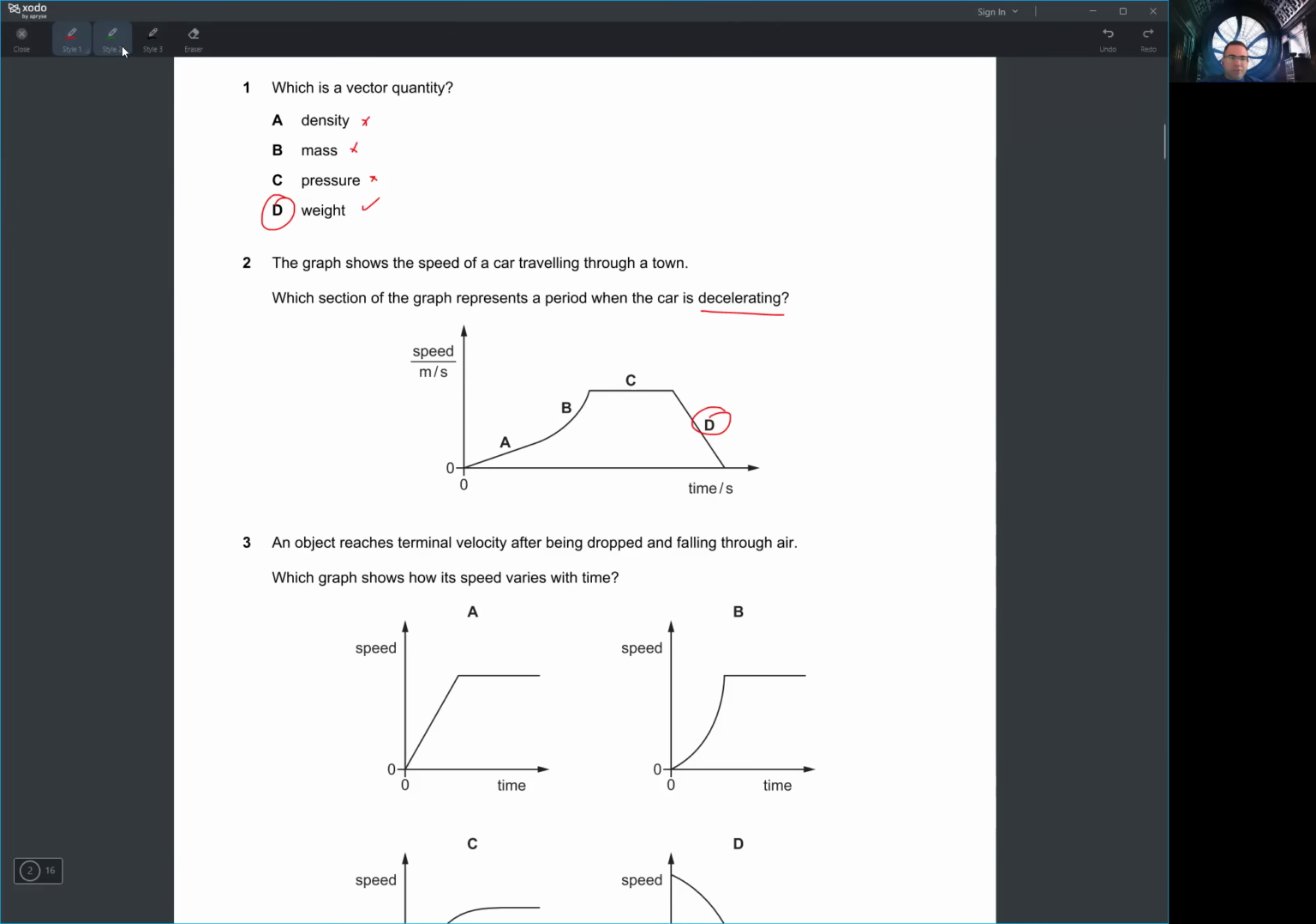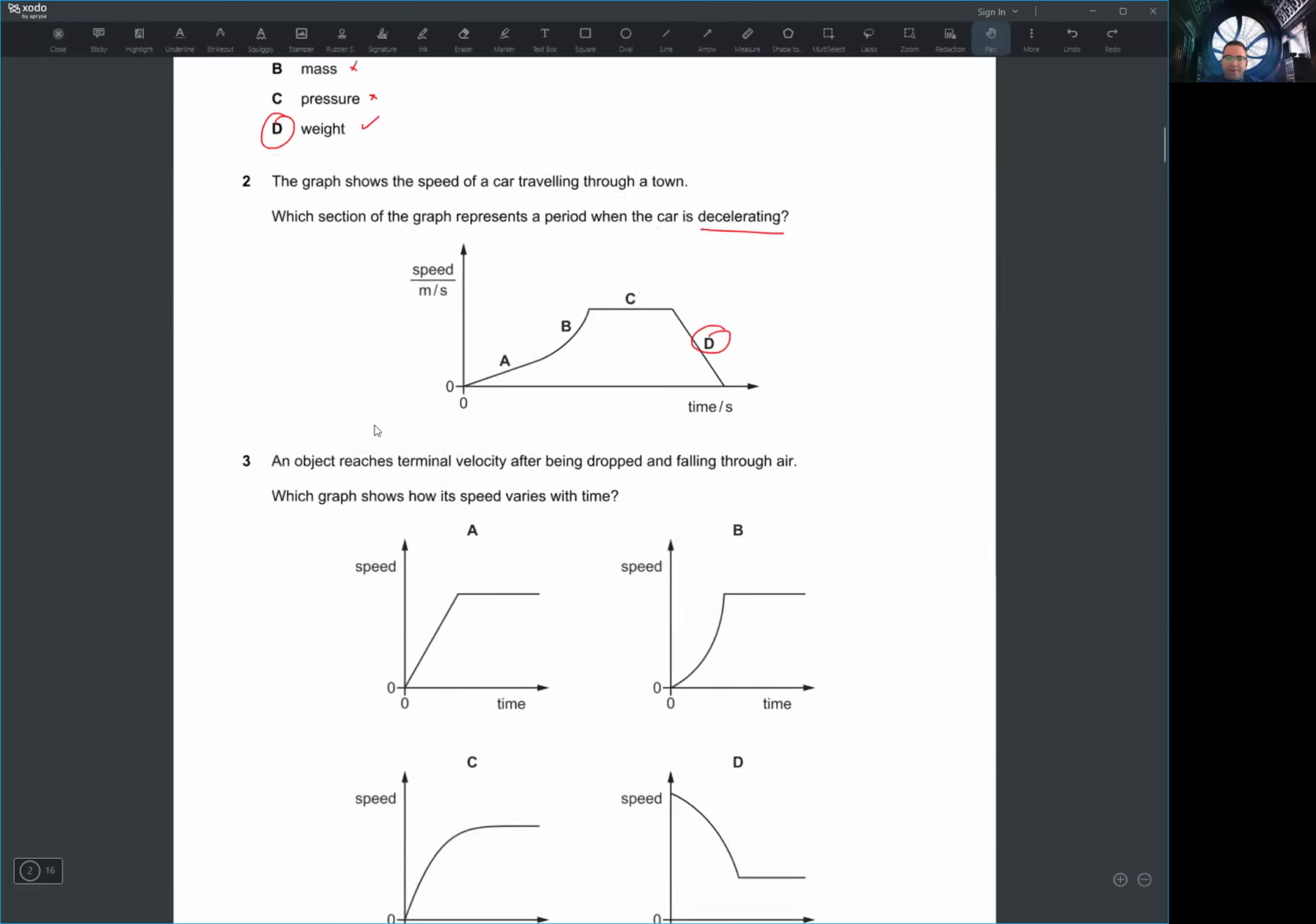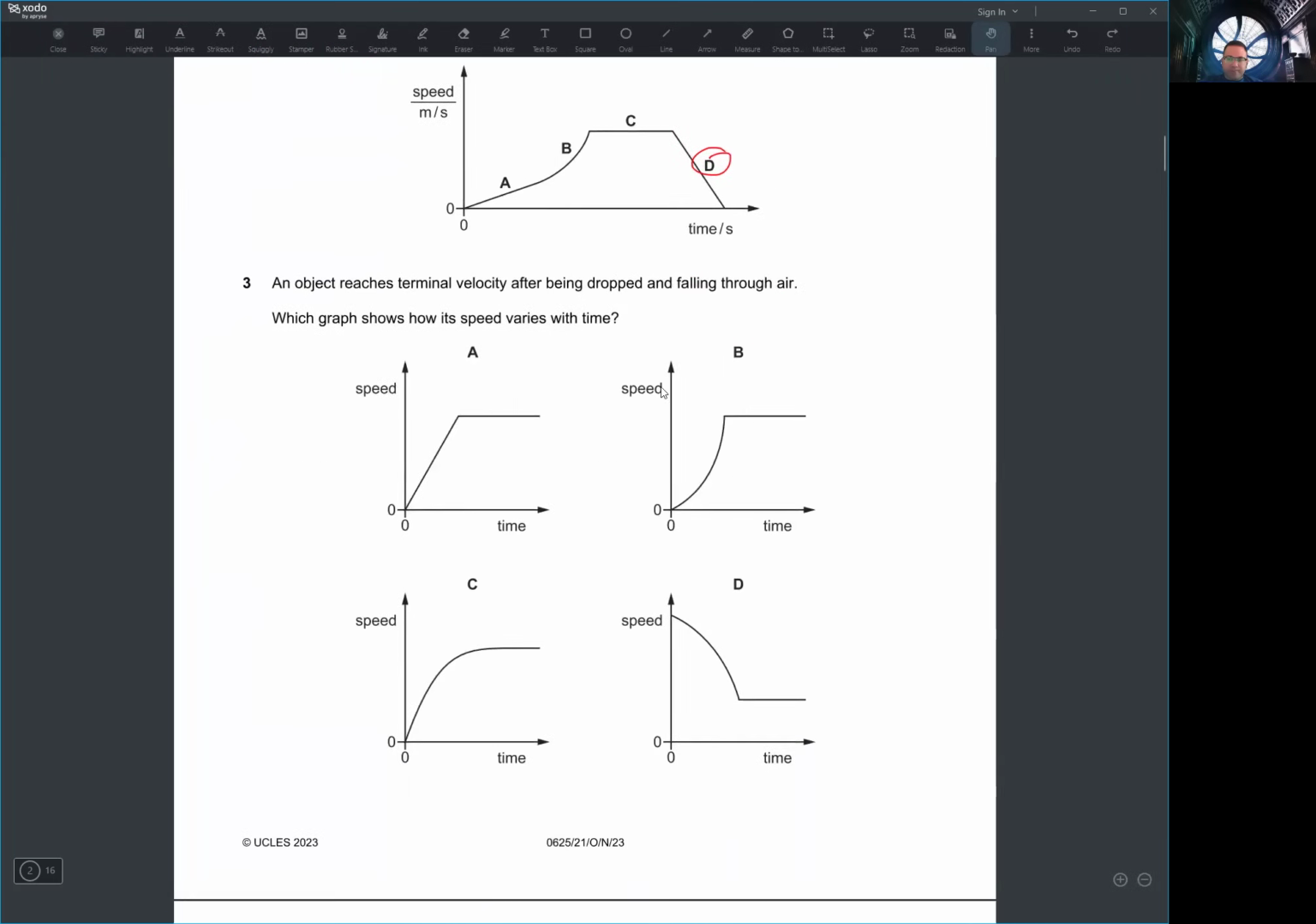An object reaches terminal velocity after being dropped and falling through the air. Which graph shows how the speed varies with time? Okay, hold on. Terminal velocity after falling through the air, if I remember correctly, acceleration decreases, then constant speed. But is this option available? Yes, it's C.